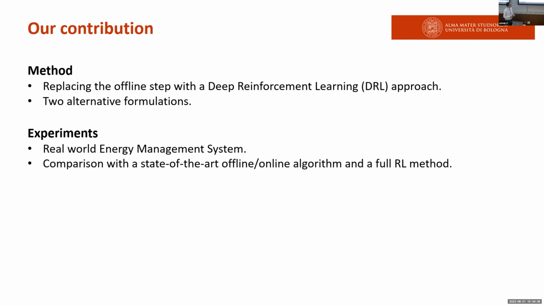So the contribution of our work is: let's replace this offline phase with a deep reinforcement learning approach. And for the use case that we consider, that is an energy management system, we have provided two viable formulations that we will see in a while. And we also compare this method with a state-of-the-art hybrid offline-online algorithm, but also with a complete end-to-end, let's say, full reinforcement learning-based approach. And we will see why the interplay between learning and optimization can be beneficial compared to full end-to-end approaches.